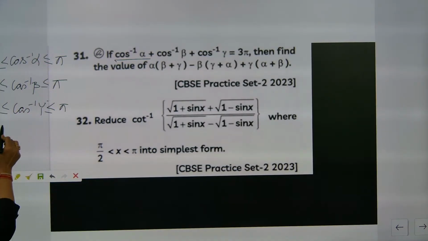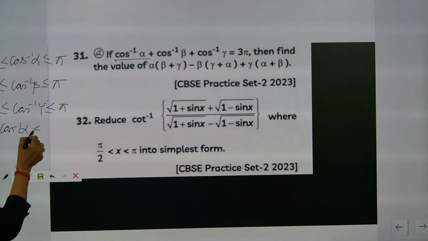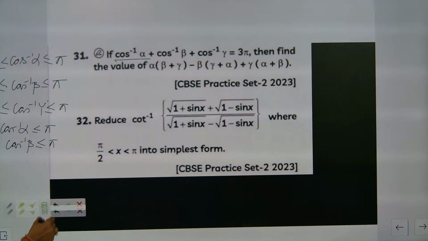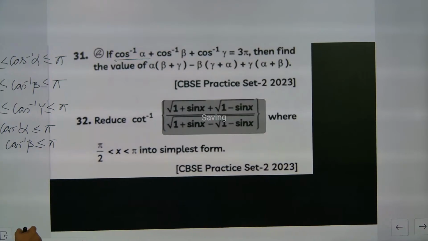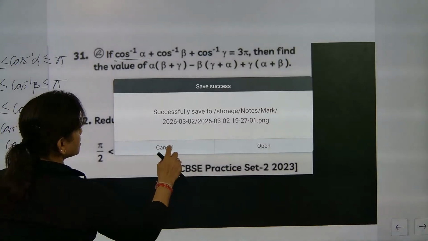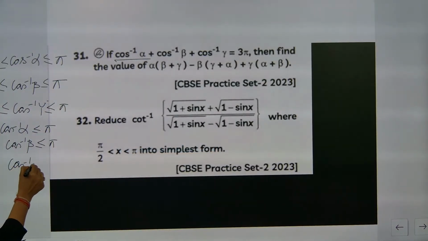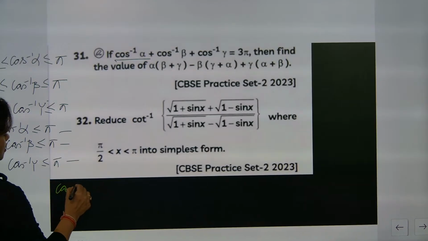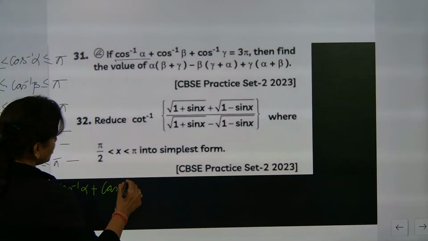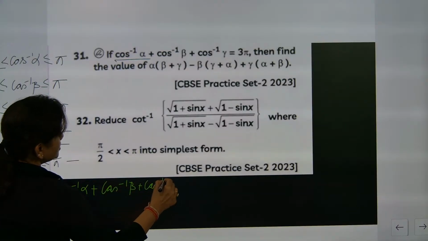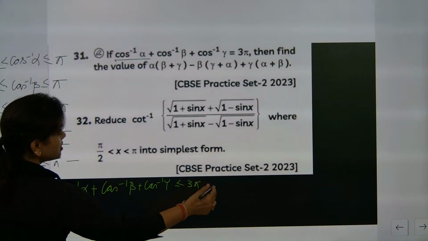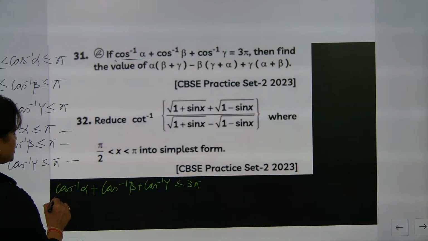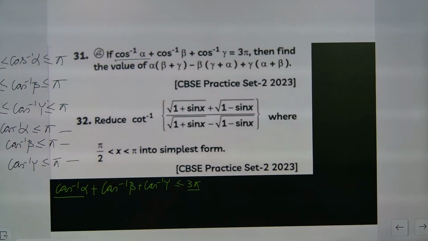If we add, that means cos inverse alpha is less than or equal to pi, cos inverse beta is less than or equal to pi, and cos inverse gamma is less than or equal to pi. If we add all the three, what are we going to get? Cos inverse alpha plus cos inverse beta plus cos inverse gamma is less than or equal to what, beta? 3 pi. Correct. Now this value will be equal to pi.